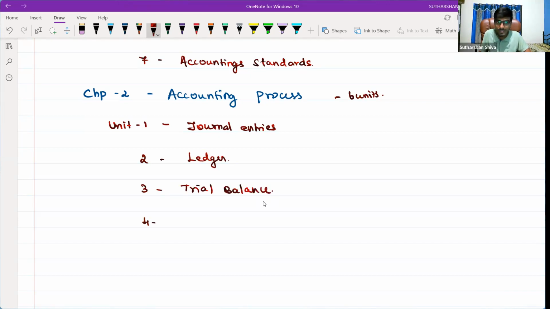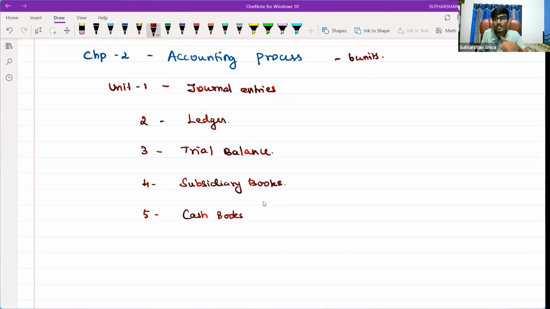No. After it come subsidiary books like cash book, purchase book, sales return book, bills receivable, bills payable book. Subsidiary books means sales book, sales return, purchase return, bills receivable, bills payable, and journal proper. In the 5th unit, you have the cash book. In the cash book, as we all know, we have 3 things: single column cash book, double column and triple column cash book. And you have one more thing called petty cash book.